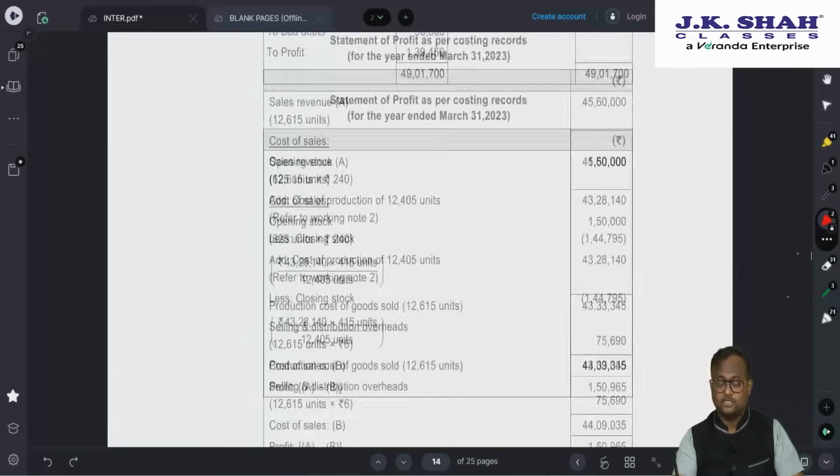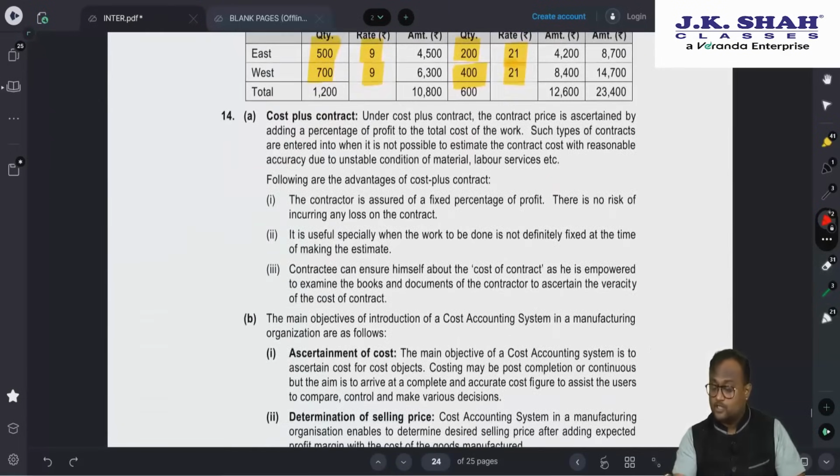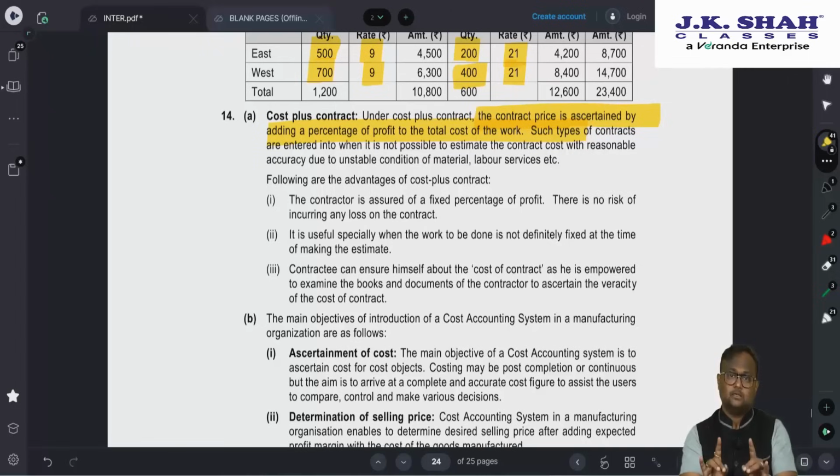This theory is very simple. I'll explain quickly. Cost plus contract means where you assess the contract price by simply adding a percentage to the cost of work. You don't decide the contract price earlier. You simply maintain a record of the cost. You tell your client, this is going to be the cost. Either you get the material and produce the bill, or else I will get the material and I'll produce the bill. At the end of the period, we'll take the total of the cost. My profit will be 15% on cost. That is cost plus contract.